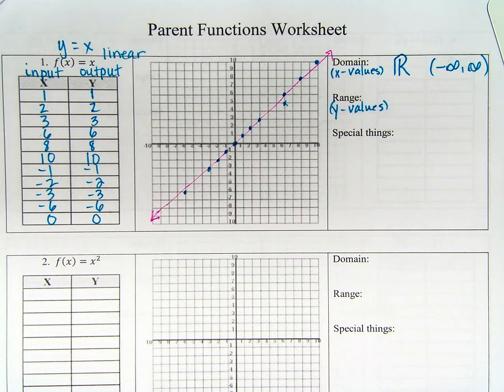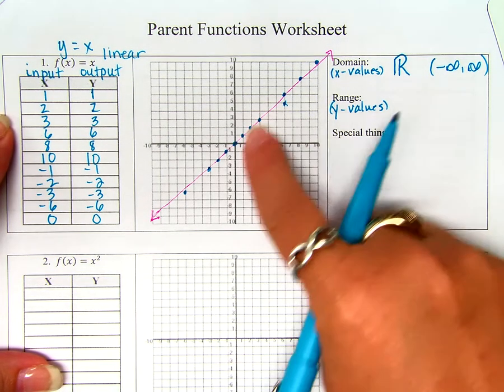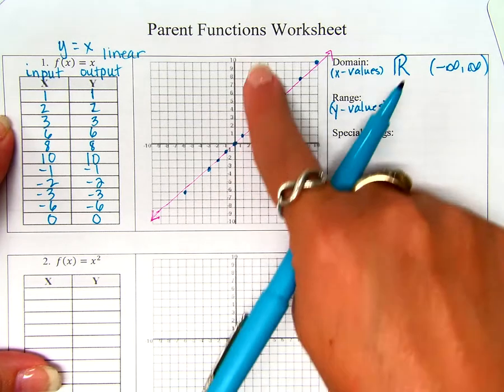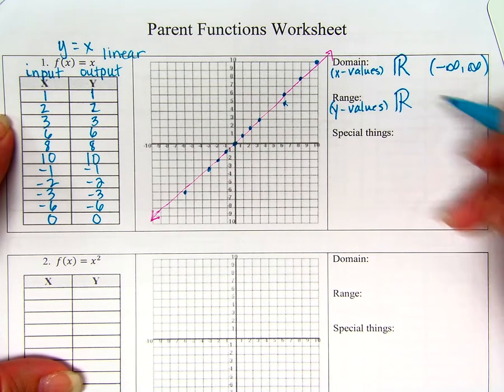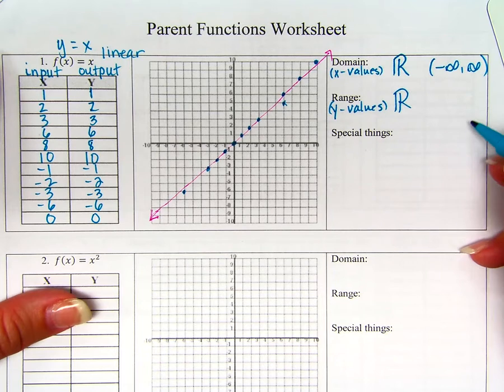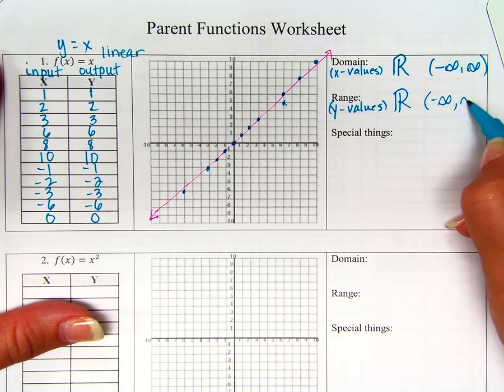Okay? So, how far down does it go? All the way? How far up does it go? Okay, so what can we say? All real numbers. And what's the other way we can say it? Negative infinity and positive infinity.